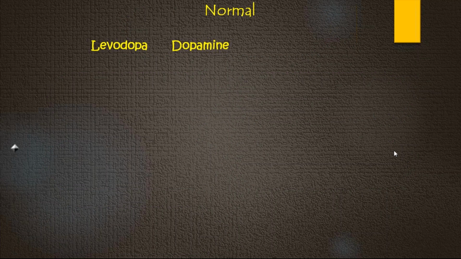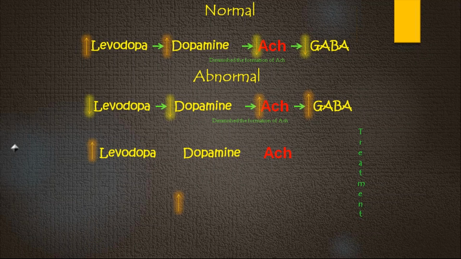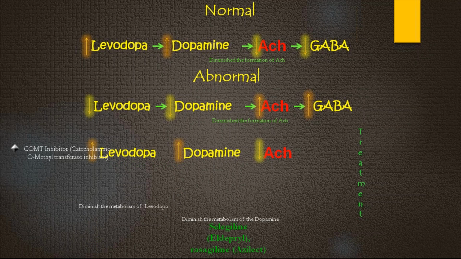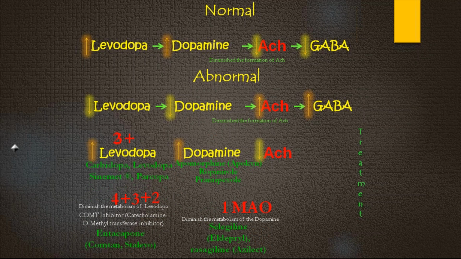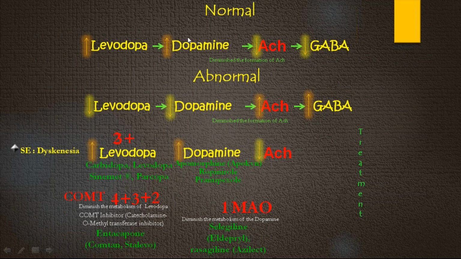Now is the turn to talk about Parkinson. You already know what Parkinson disease is. It's the imbalance of two neurotransmitters, right? If you see here, in the normal state, dopamine is up and acetylcholine is down.